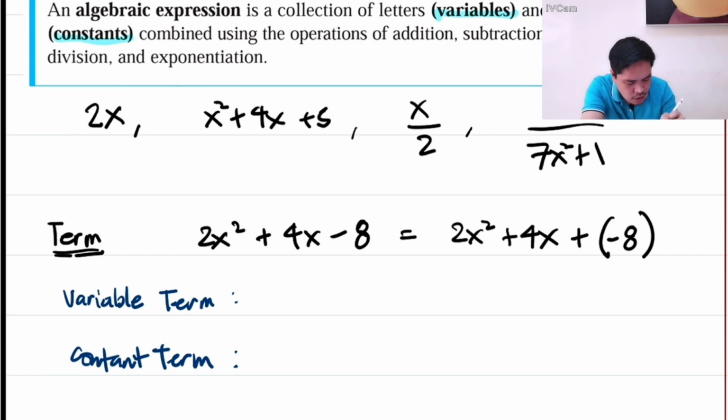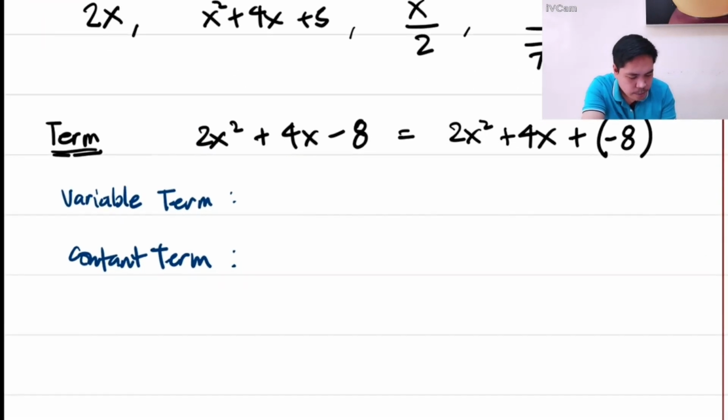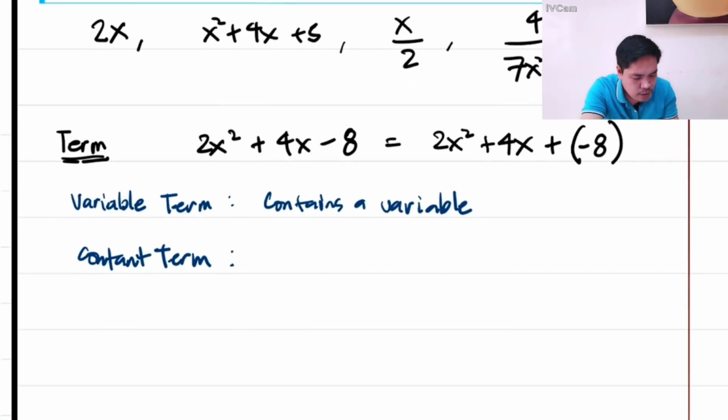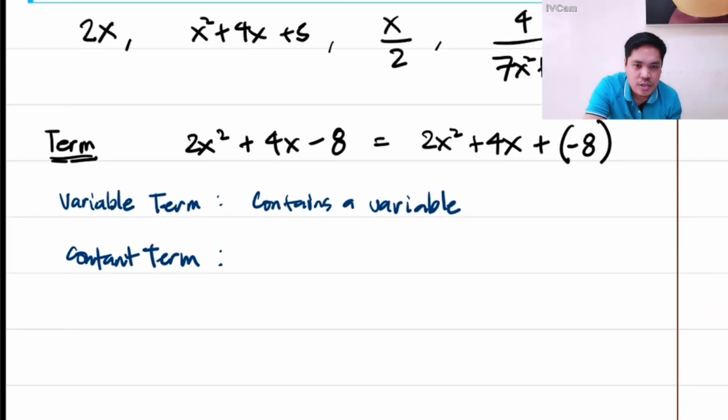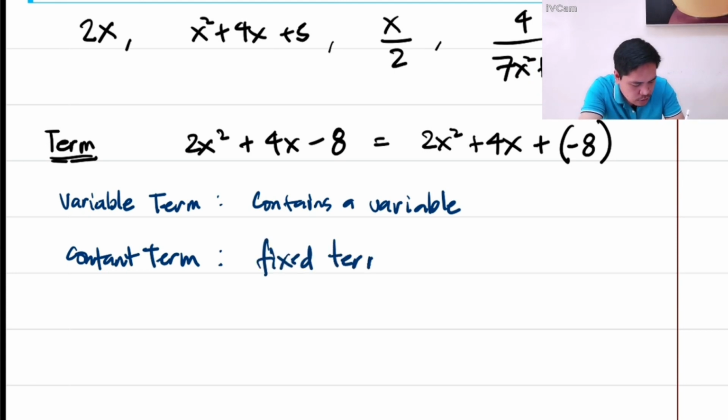So, therefore, a variable term is a term that has a variable, or contains a variable. Okay? And a constant term, those are fixed terms. So, yun na lang sabihin natin dito. Fixed terms.